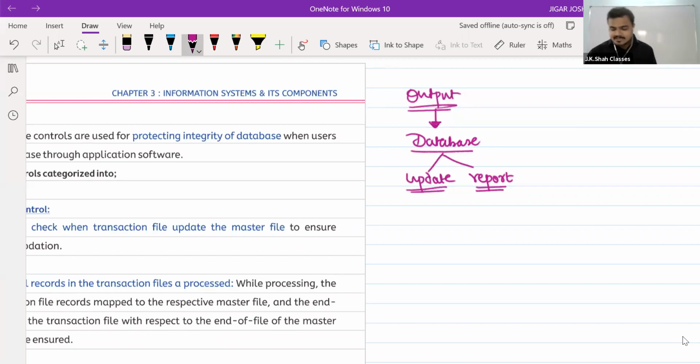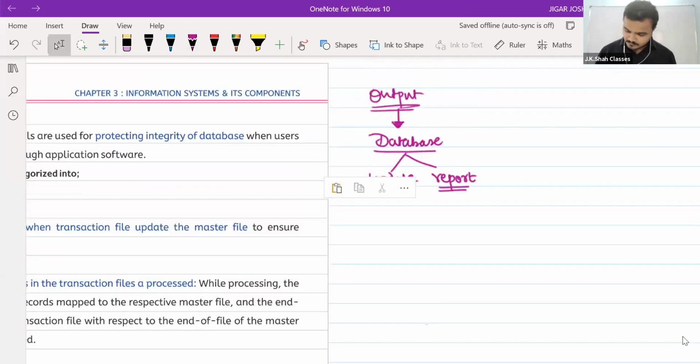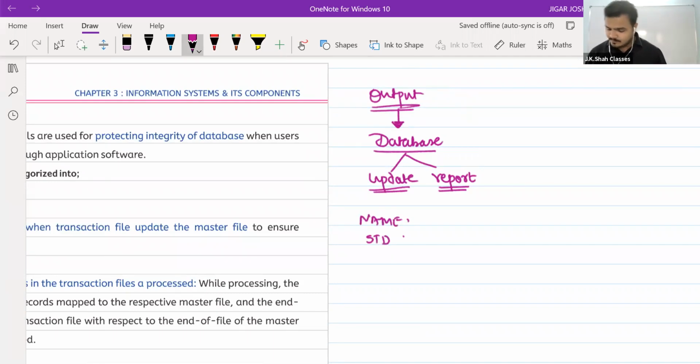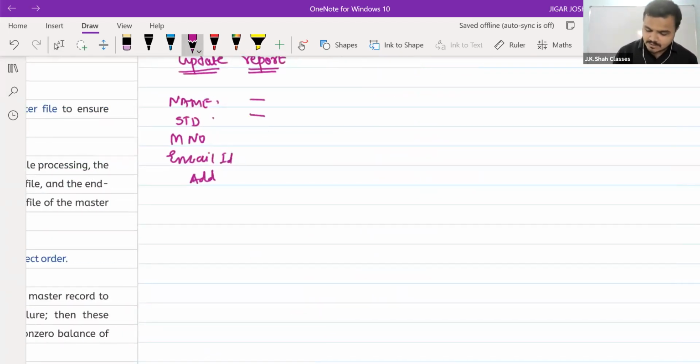Let me tell you. Suppose I am collecting data from you. I am collecting your name, the standard in which you are studying right now, your mobile number, your email ID, and also your residential address details. All these details are asked by me.